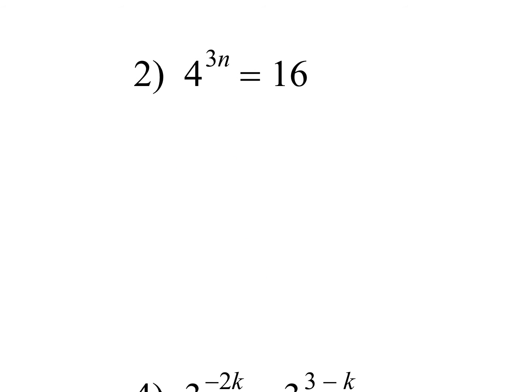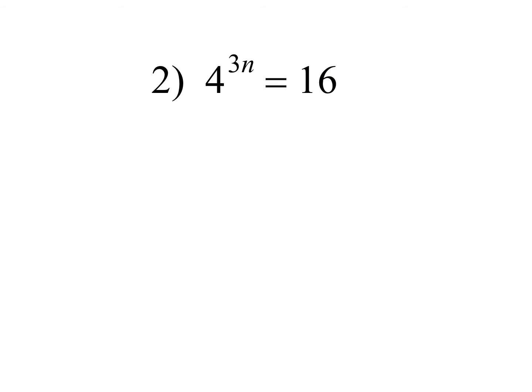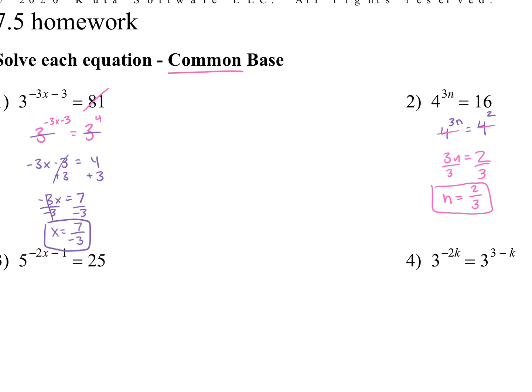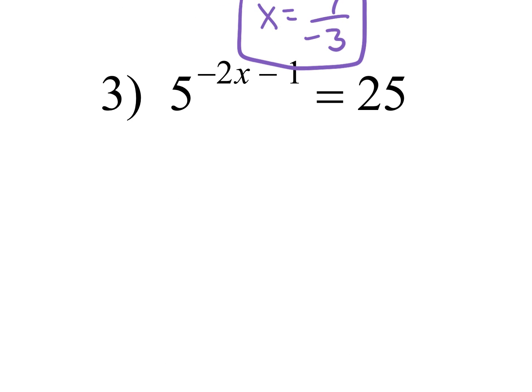All right, number 2. So I want to change 16 to be 4 to some exponent. 4 to what exponent would give me 16? 4 to the 2nd power. So I have 4 to the power of 3n is equal to 4 squared. Once my bases are the same, what can I do? Cross them out. So 3n is equal to 2. And then what's the last step? Divide by 3. So what does n equal? 2 over 3. Perfect.